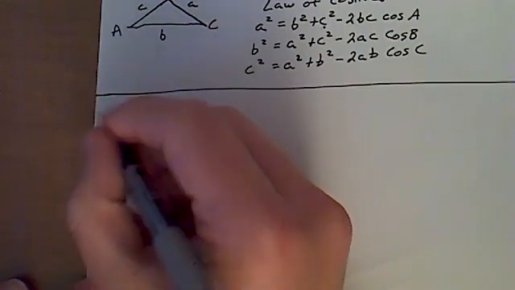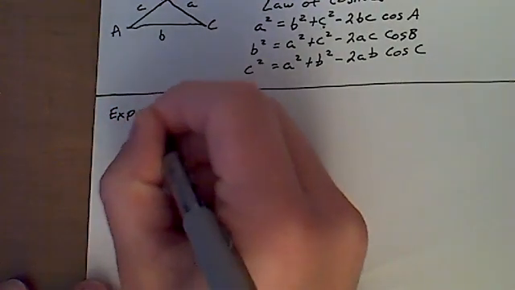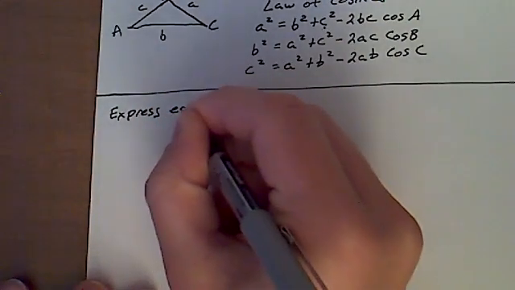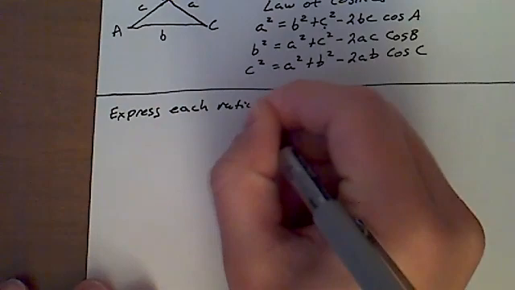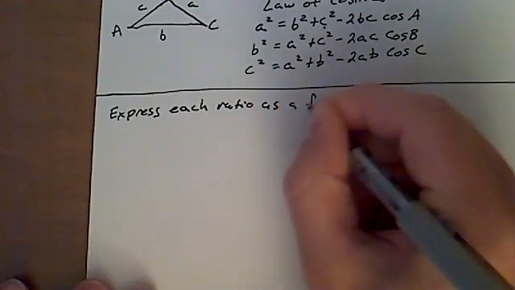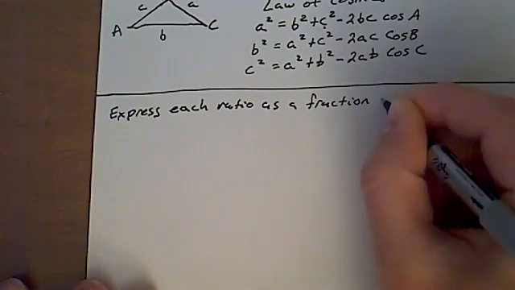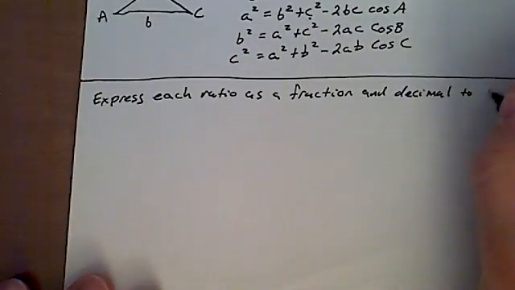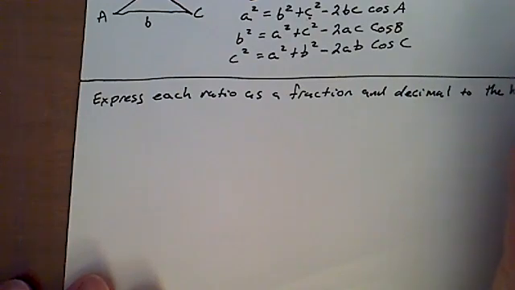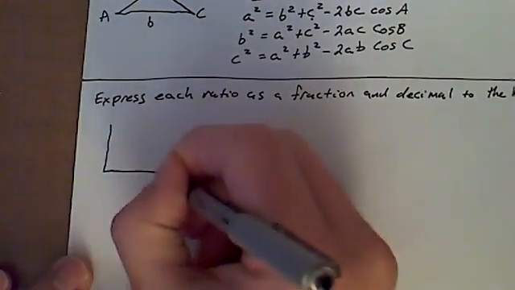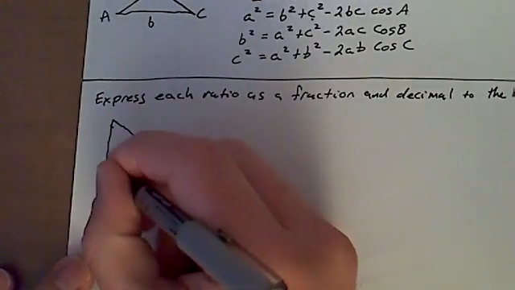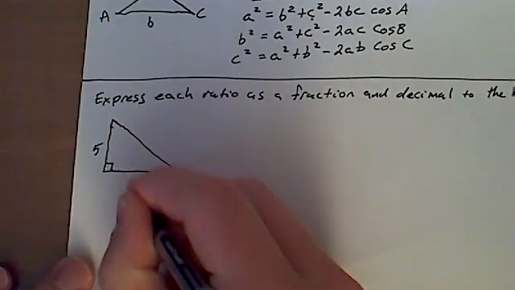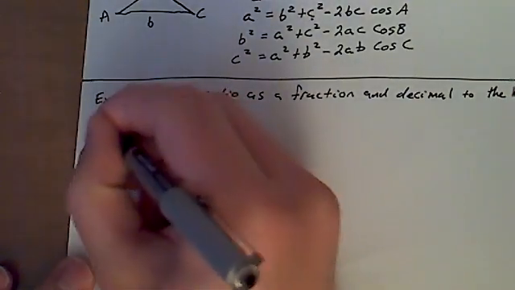So let's see. Express each ratio as a fraction and decimal to the 100th. So if we have a triangle, again, we're going back to right triangles here, 5, 12, and 13.